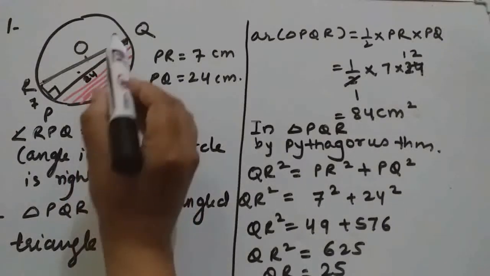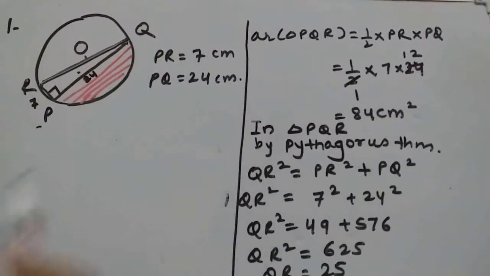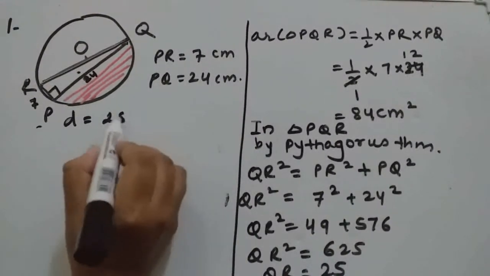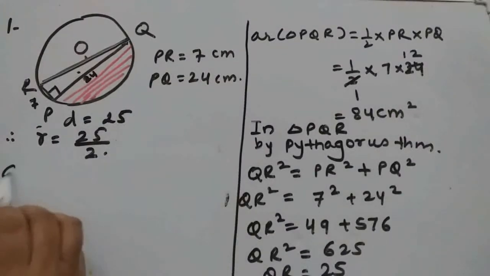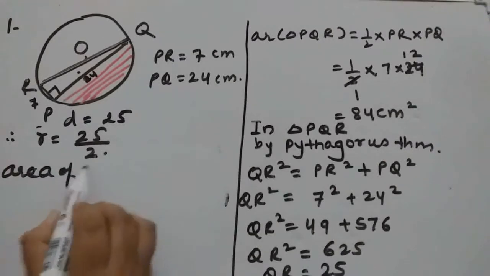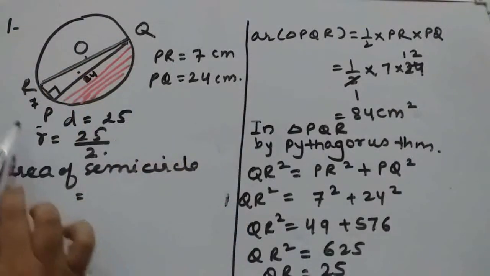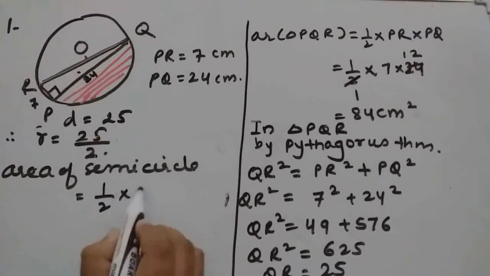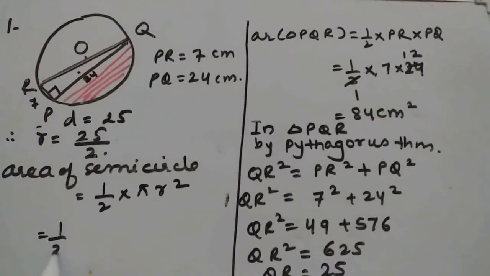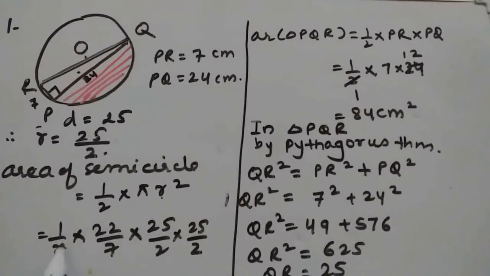Now QR is what? The diameter of the circle. So the diameter we got is 25. Therefore the radius will be 25 by 2. So therefore the area of the semicircle will be, see, the area of a complete circle we know is pi r square. So semicircle means half of the area, so 1 by 2 pi r square. So pi is 22 by 7, r is 25 by 2, 25 by 2. Okay. So from 2 we can cancel.